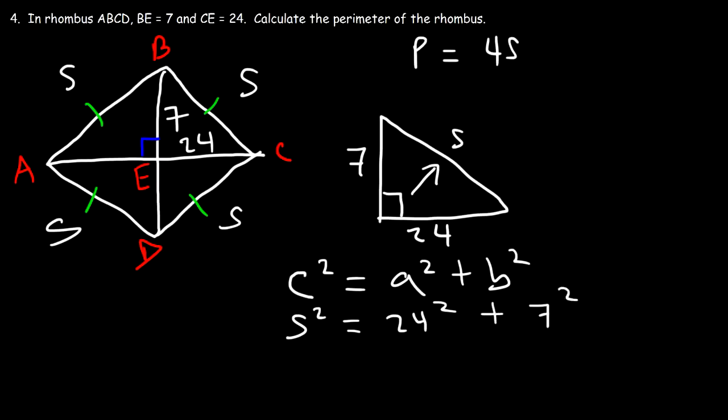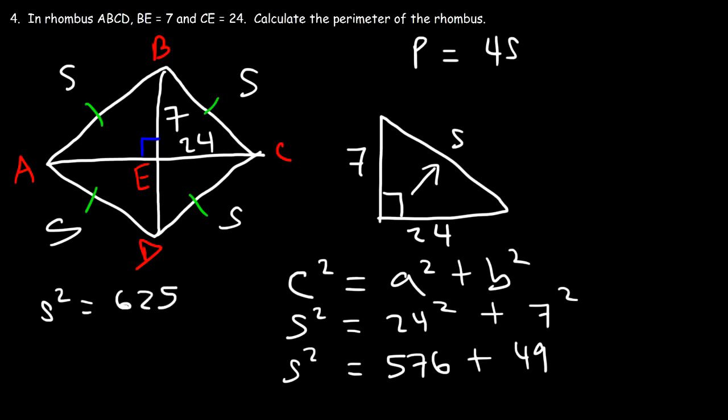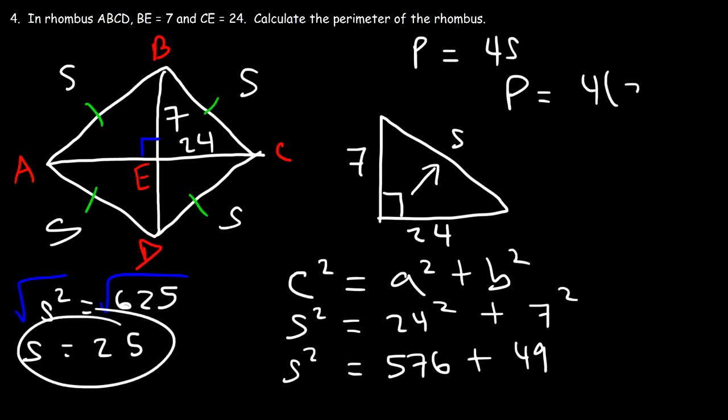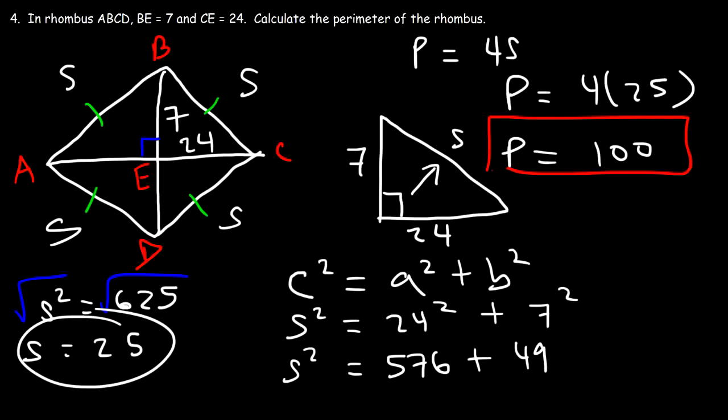24 times 24, that's 576. And 7 squared is 49. Now 576 plus 49 is 625. So now let's take the square root of both sides. The square root of 625 is 25. So now we can calculate the perimeter. So it's 4S, or 4 times 25, which is 100. So that's the perimeter for this particular rhombus. It's 100 units.